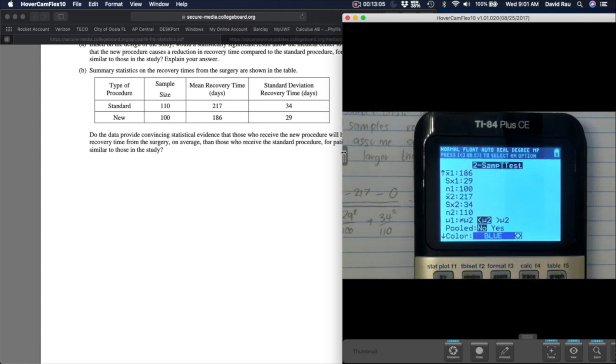Pooled should always be selected for no in this class, and now I press calculate. Again, you can see the t-value that I got. I just showed the work for it, and there actually is a reason that I did that.